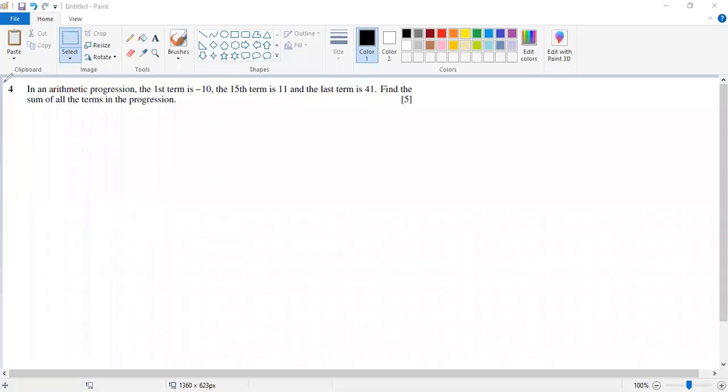In an arithmetic progression, or sometimes a short form is AP, sometimes it's called a sequence and all that, the first term is -10. We normally denote an arithmetic progression by a, then a plus d, and then a plus 2d, and so on. Generally, the nth term will be a plus (n minus 1)d.